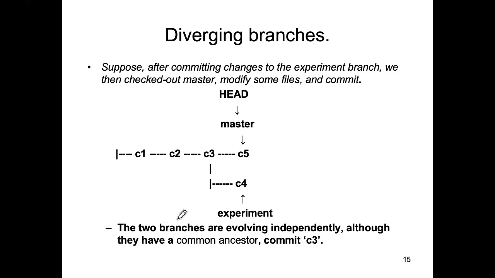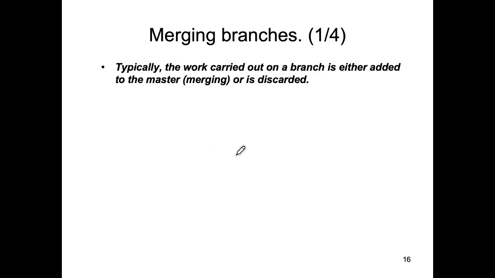So the two branches are evolving independently, although they have a common ancestor. So potentially what we will want to do now is bring these two branches together, to merge them. Maybe we're happy with the work that we've been doing here, and we want to make it part of the master branch so that everybody else can see it. Typically the work is either merged into the master or it's discarded.